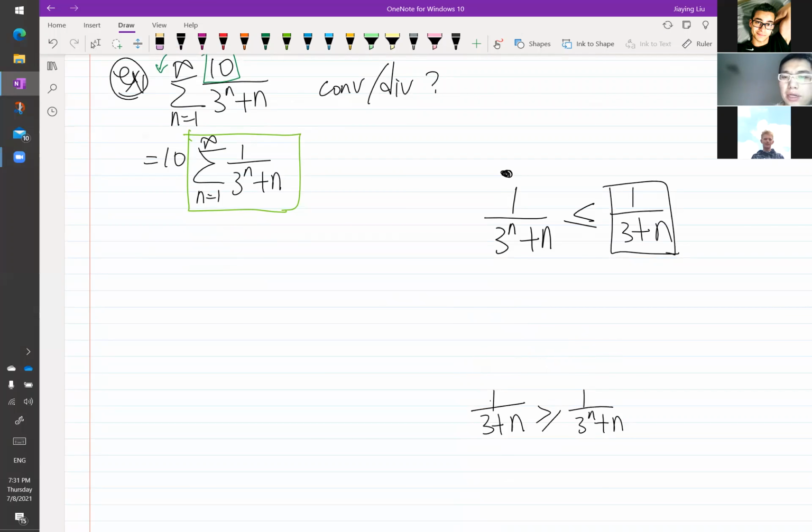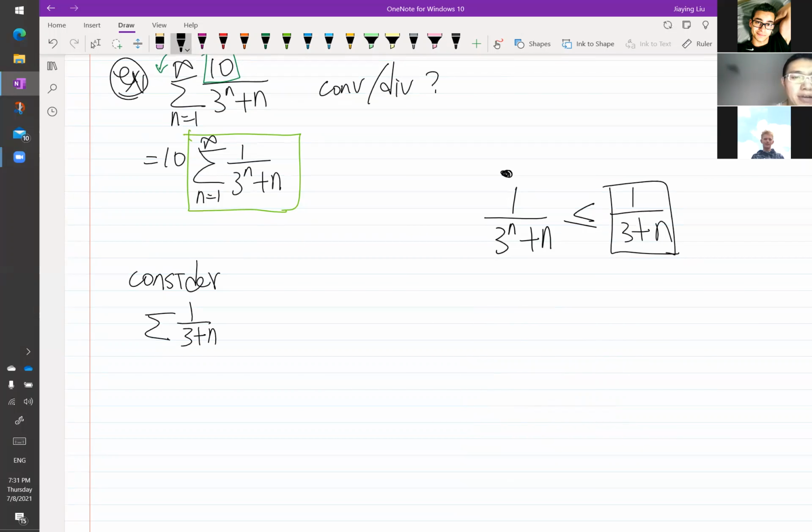I'm going to erase this part. So let's consider the series 1 over 3 plus n, for n going from 1 to infinity. I'm trying to figure out what's the easiest way to do this. We can try to use the integral test. So we can try to integrate from 1 to infinity of 1 over 3 plus x dx.